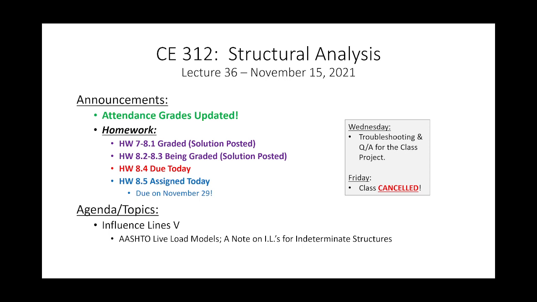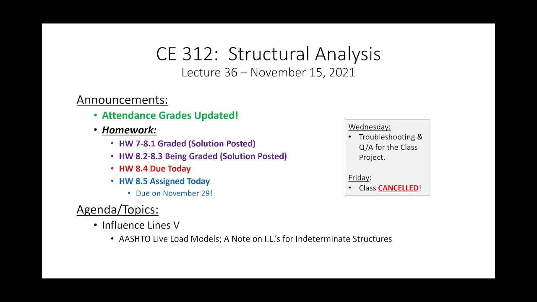Today, we're going to continue the discussion of using influence lines because what I want to do is introduce a dose of reality. And I want to talk about how we use influence lines in the real world by looking at AASHTO live load models for bridges.